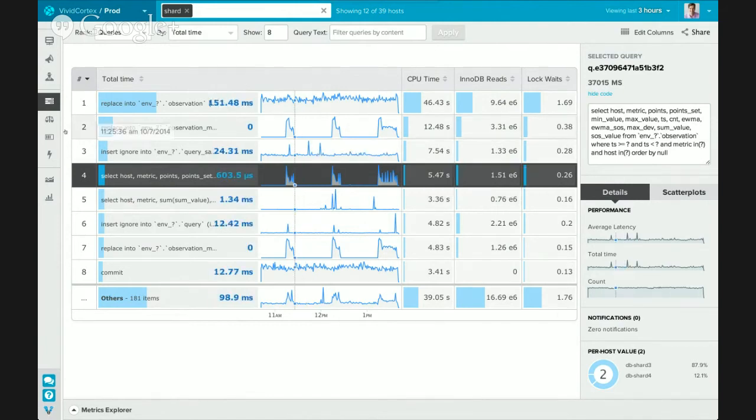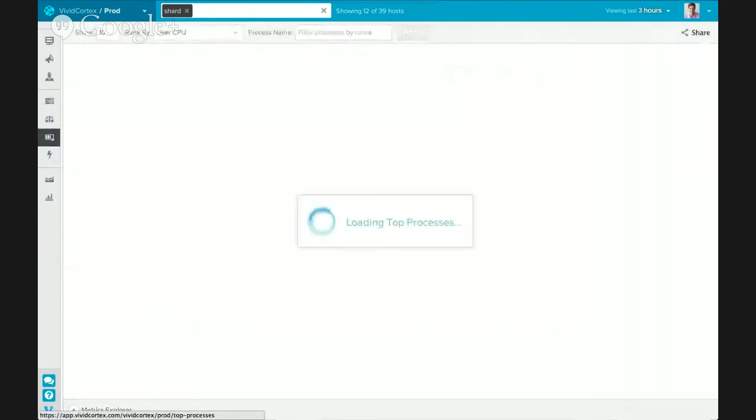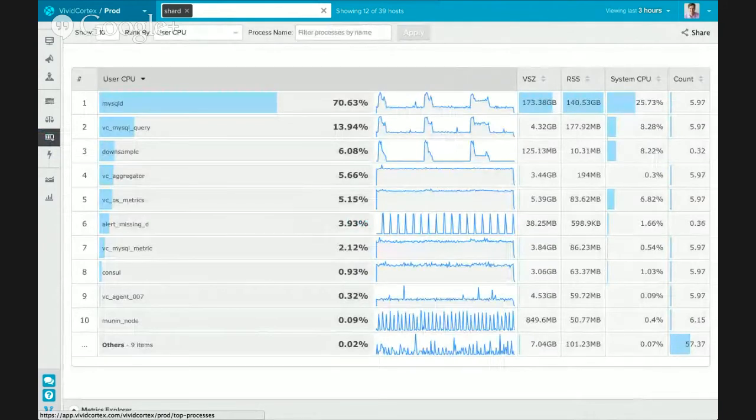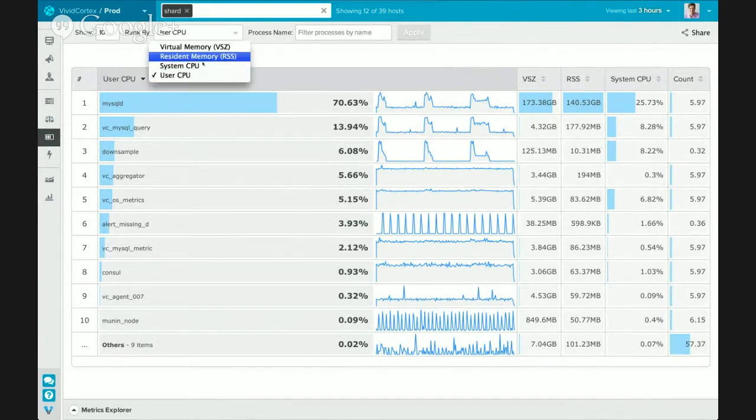And then we're also capturing process data. So let's look at the top processes view over the last 3 hours as well. On these servers that we're looking at, this group of servers being displayed all together, you can see the MySQLD process. And we measure various things about that, including the user CPU, the system CPU, and so forth and so on.